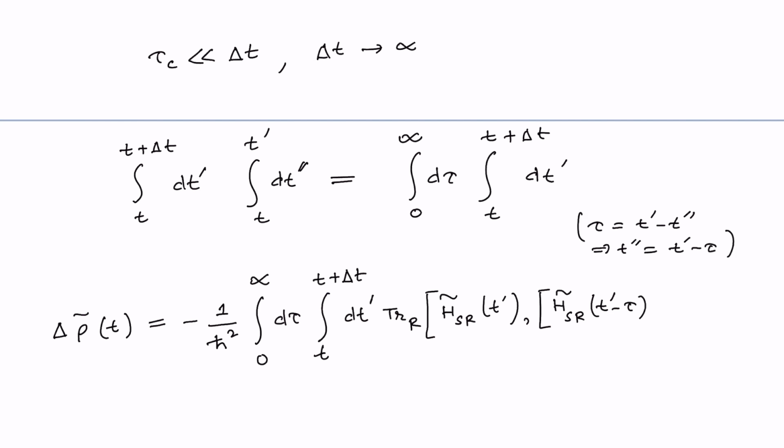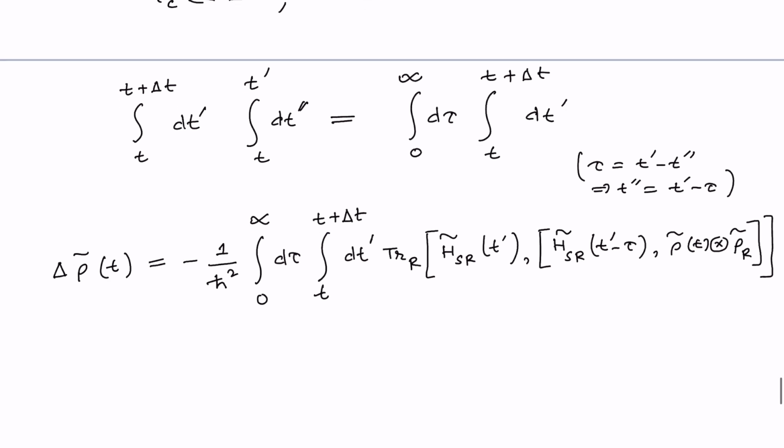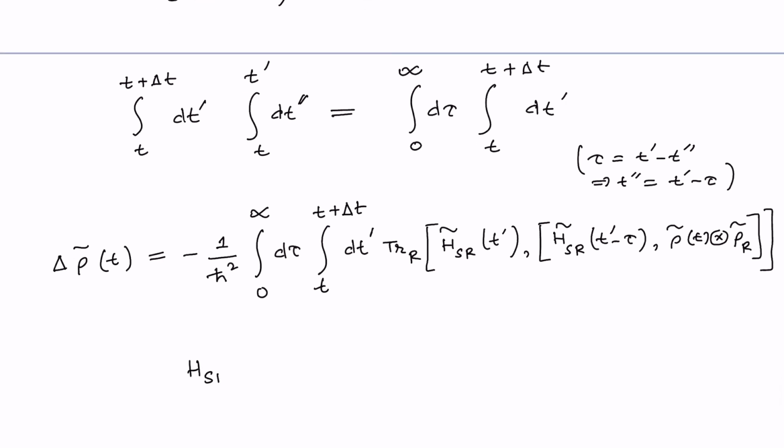So using this, we also have rho SR, which we are writing as rho tilde T with the direct product rho tilde R. At this stage, we make the assumption that the interaction Hamiltonian HR, which I am now writing in the Schrodinger picture, between the system and reservoir can be written as a sum of the product of the system operator and the reservoir operator.